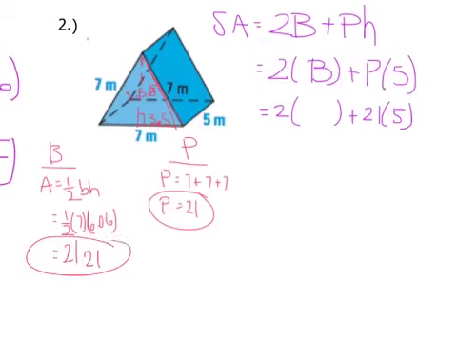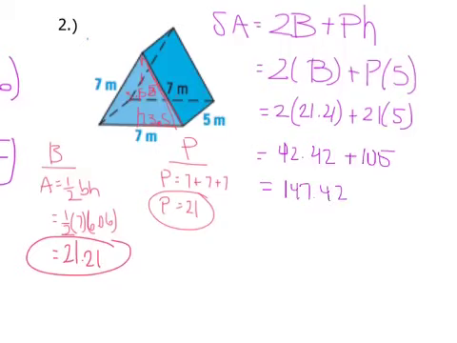21.21. Now we can take that, put it back in our surface area formula, and multiply. This should be 42.42 plus 105, which is what? 147.42. Make sure you have meters squared.